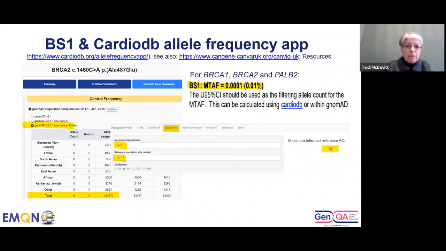So knowing that the maximum tolerated allele frequency for BRCA1, BRCA2 and PALB2 is 0.001, this can be directly put into the CardioDB tool under the tab Calculate AC, Calculate allele count. So you put that in the first box, and then in the second box you put in your data from gnomAD, and this will give you the maximum tolerated reference allele count of 16. So basically, if the numbers you're seeing on gnomAD are greater than 16 for this variant, then BS1 can apply, but if it's less, BS1 does not apply.